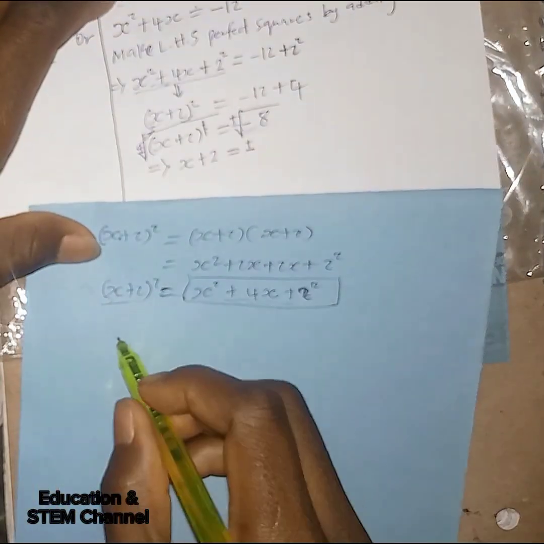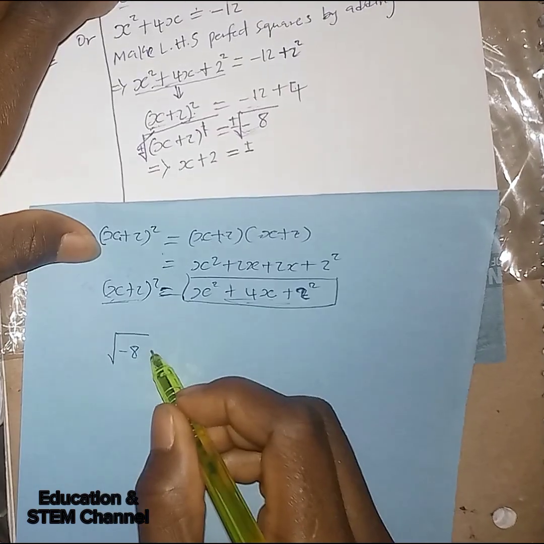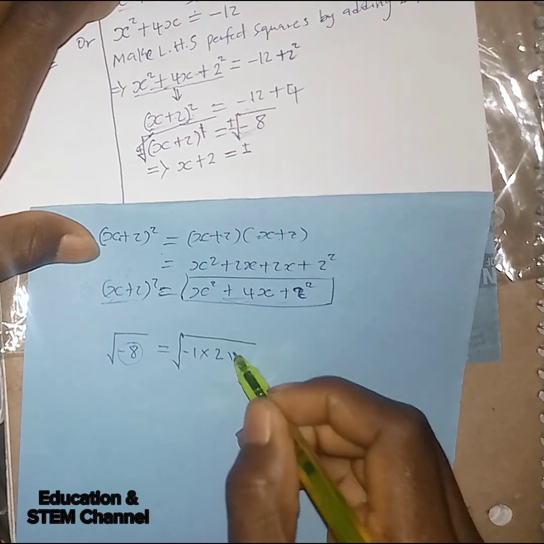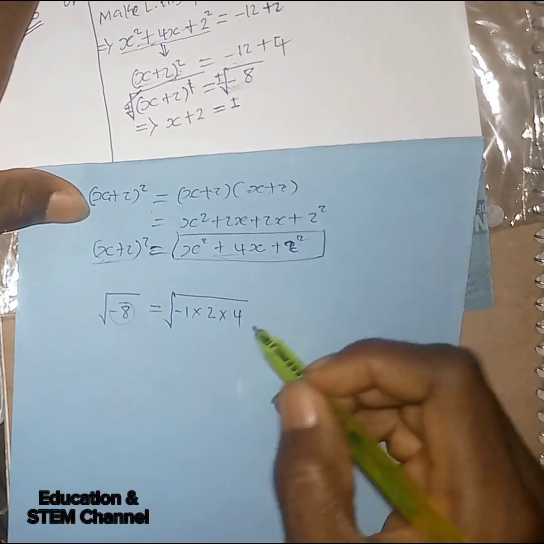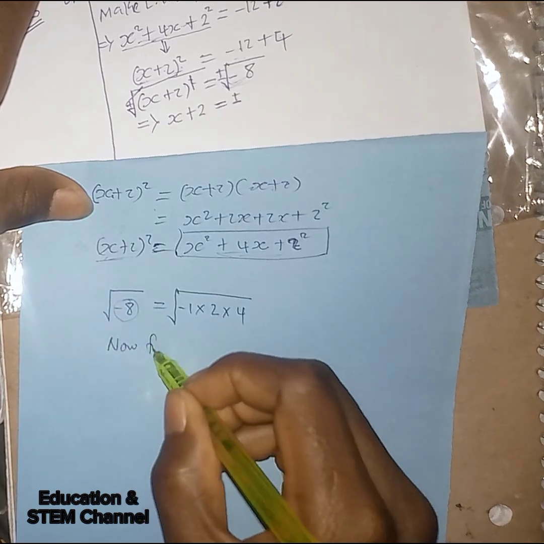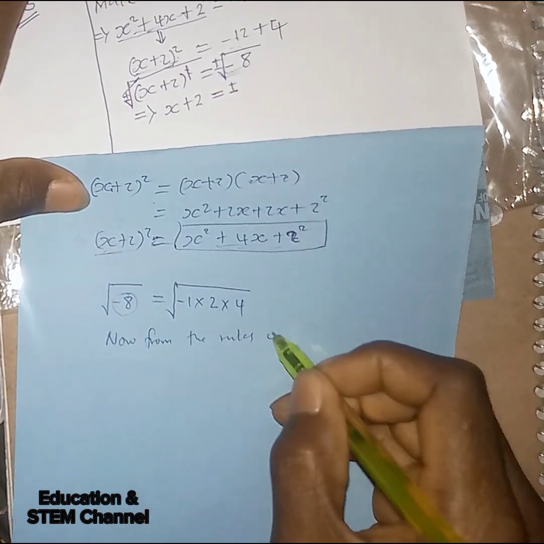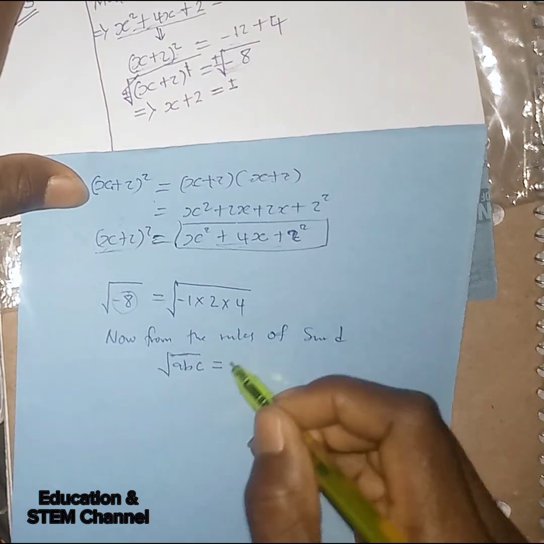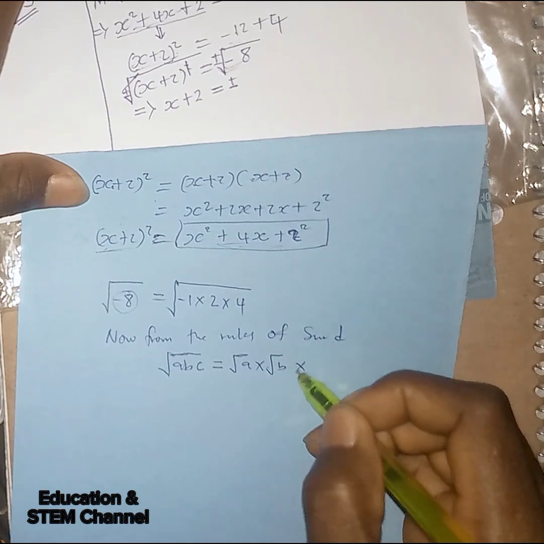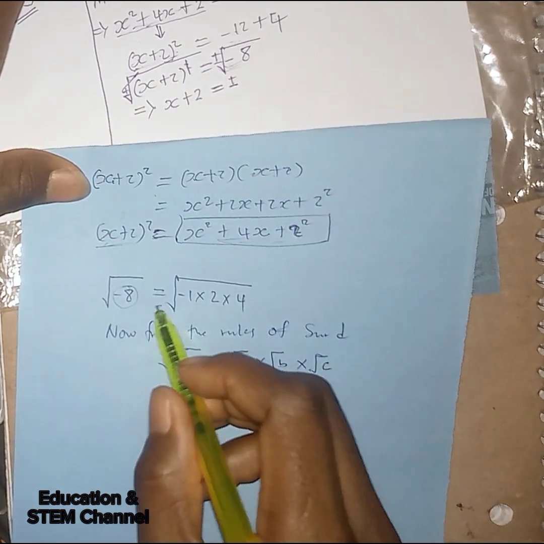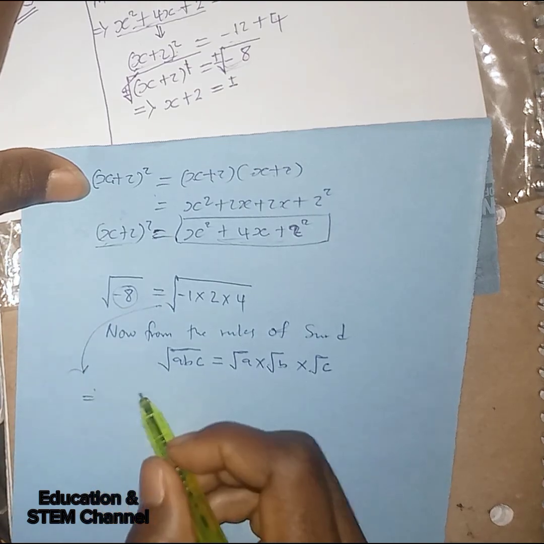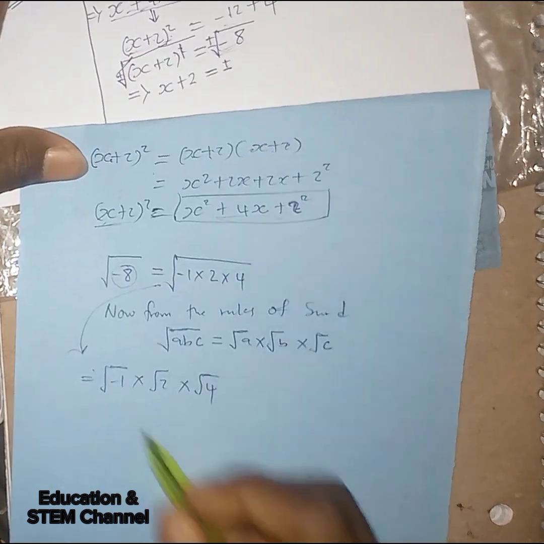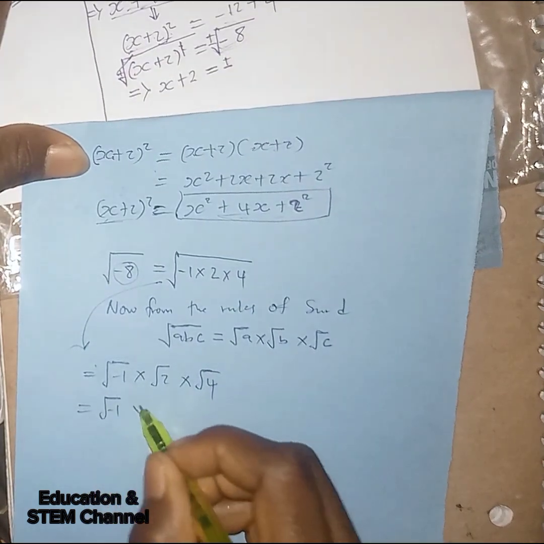Root negative 8 can be written in its simplest form. It can be written as root of negative 1 times 2 times 4. If you multiply the 3 things, you get back negative 8. The root of 3 different elements multiplying each other is the same thing as the root of the individual elements multiplying each other. So root of negative 1 times 2 times 4 will give you root negative 1 times root 2 times root 4.